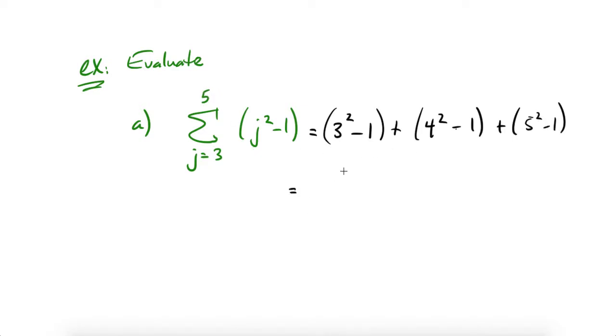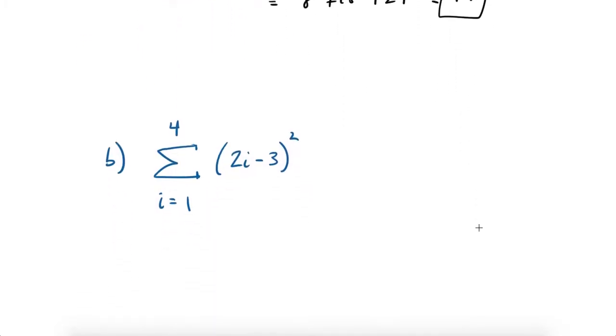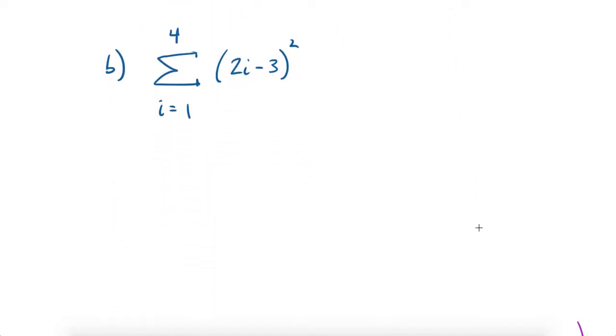So then I just clean this up. So 9 minus 1, 16 minus 1, 25 minus 1, or 8 plus 15 plus 24, or what is this? 8 and 15 is 23, 23 and 24 is 47. Okay, so let's try one more. You may want to pause the video and do this one on your own and see if you can get it squared away.